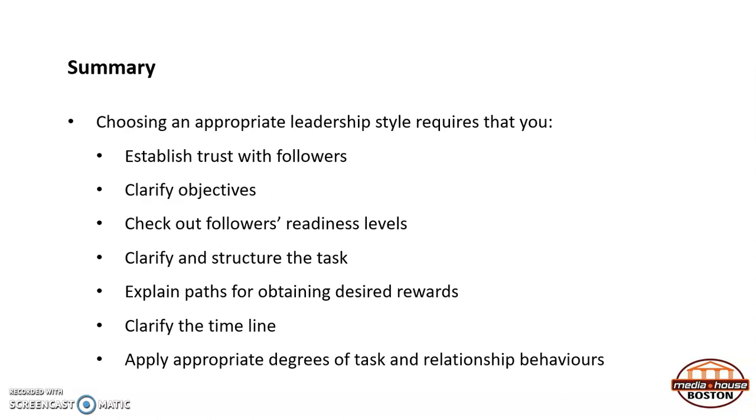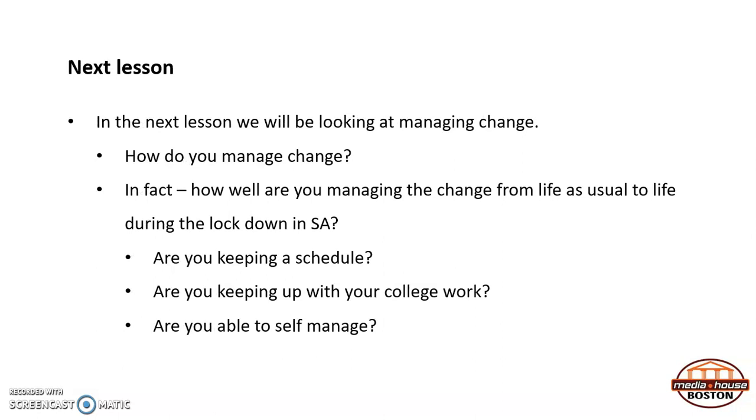So in summary, choosing an appropriate leadership style requires that you establish trust with your followers, clarify objectives, check out your followers' readiness levels, clarify and structure the task, explain paths for obtaining desired rewards, clarify your timeline, and apply appropriate degrees of task and relationship behaviors.